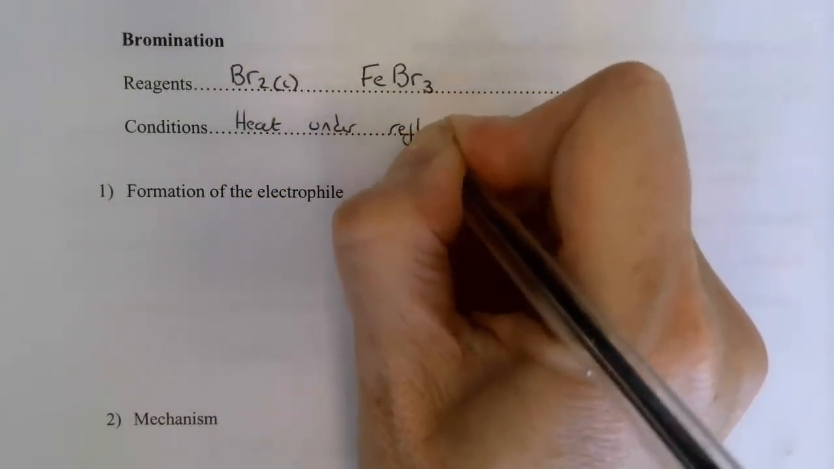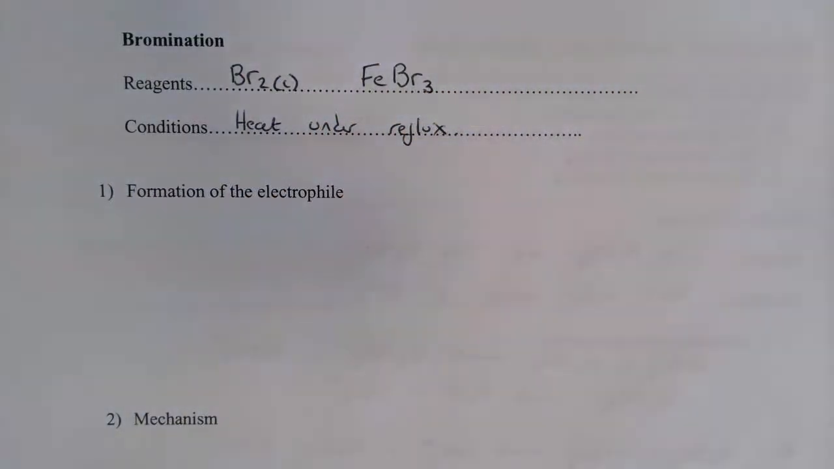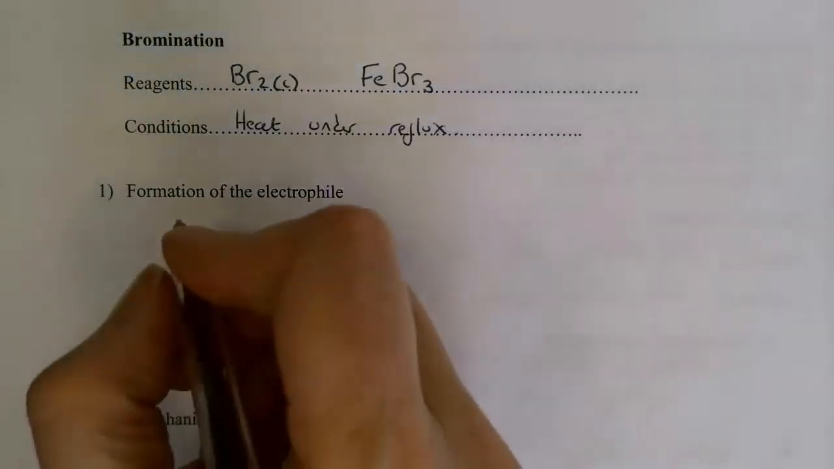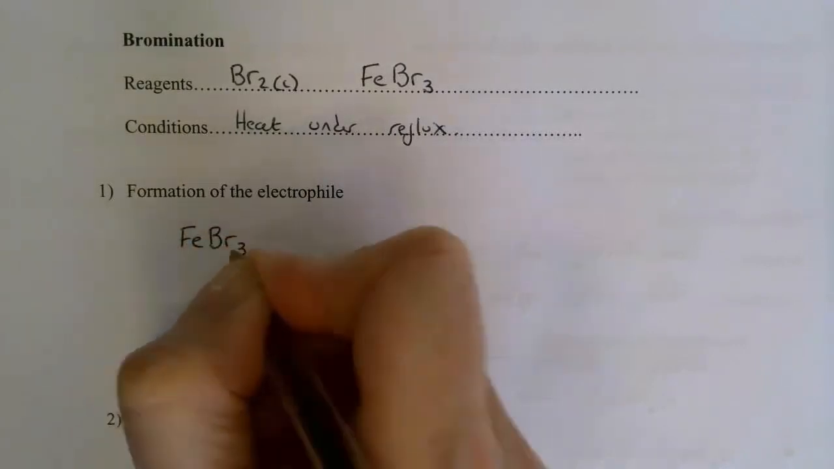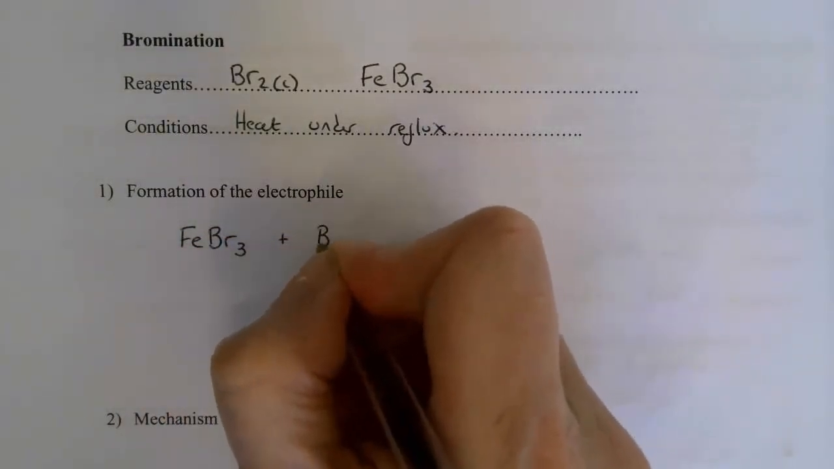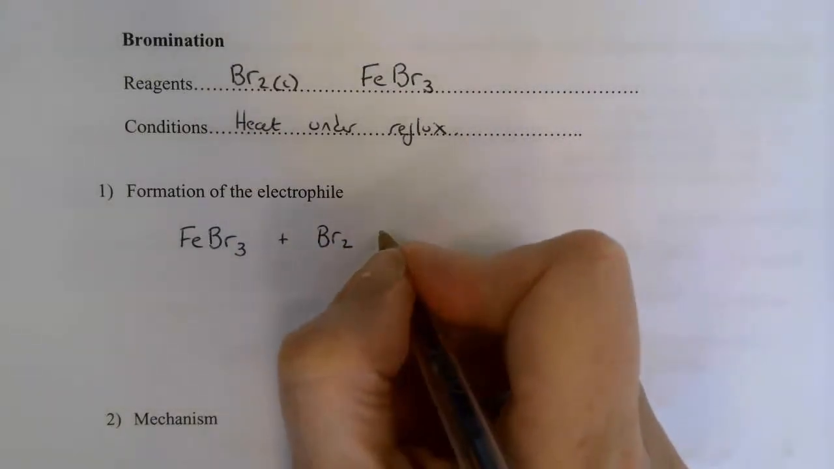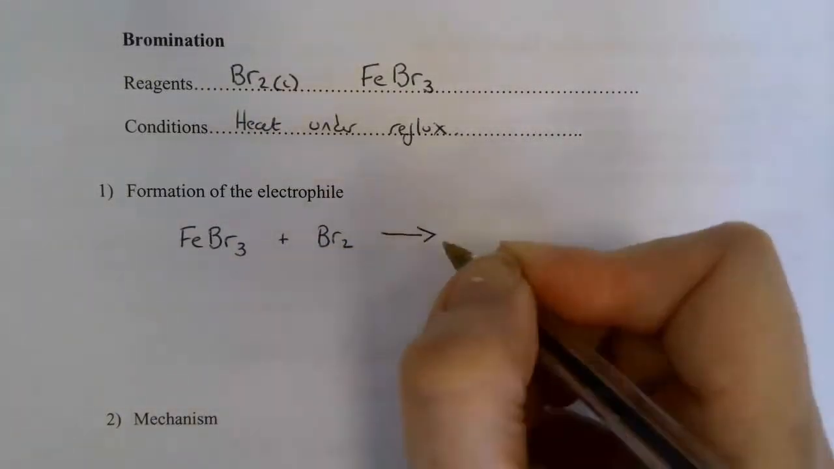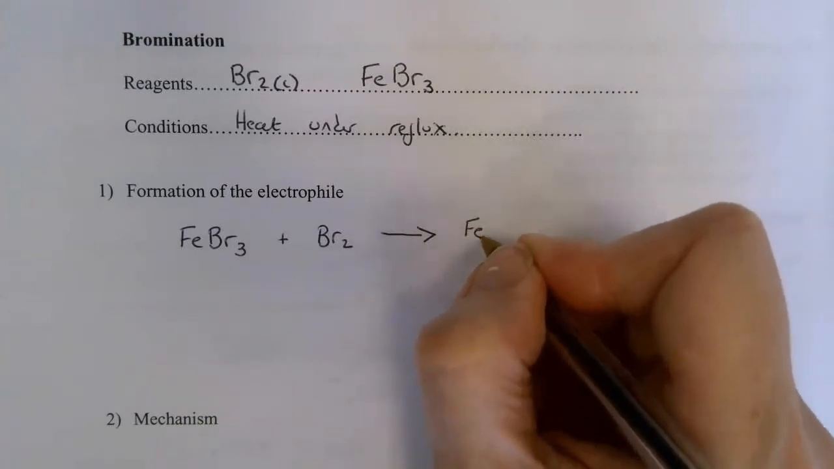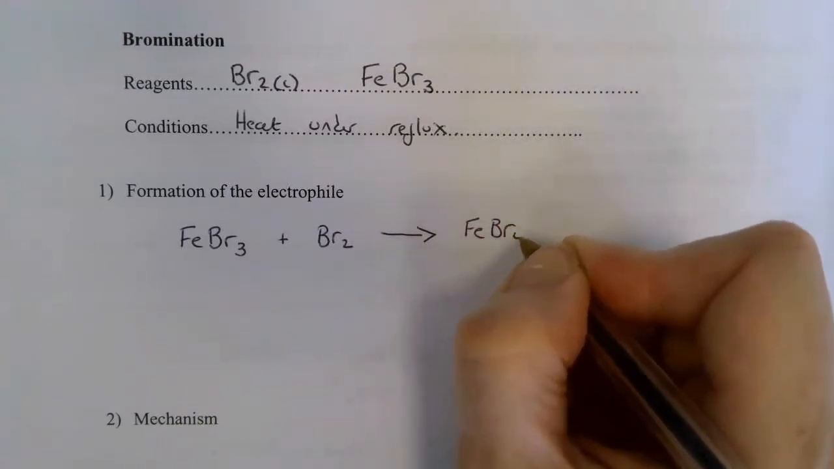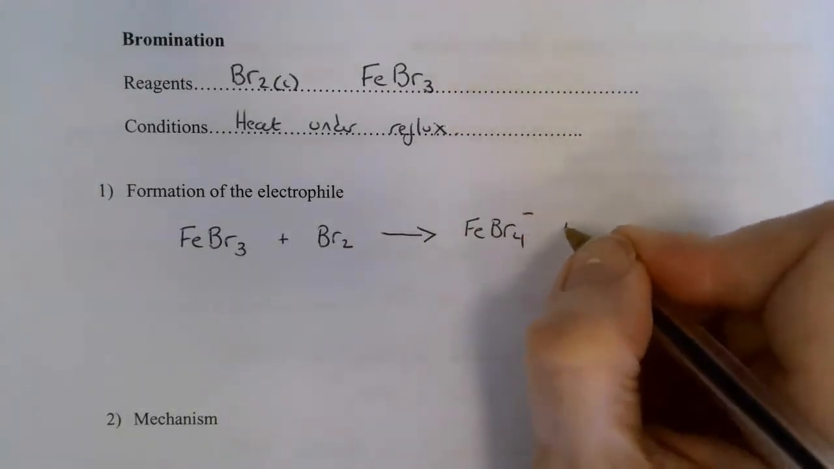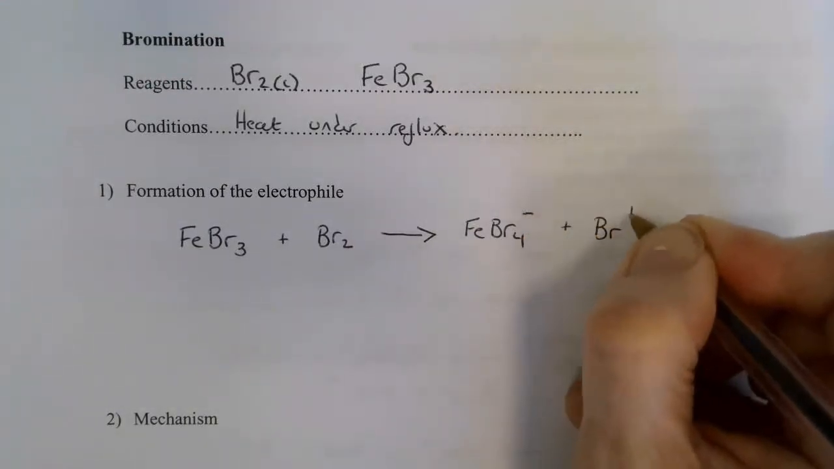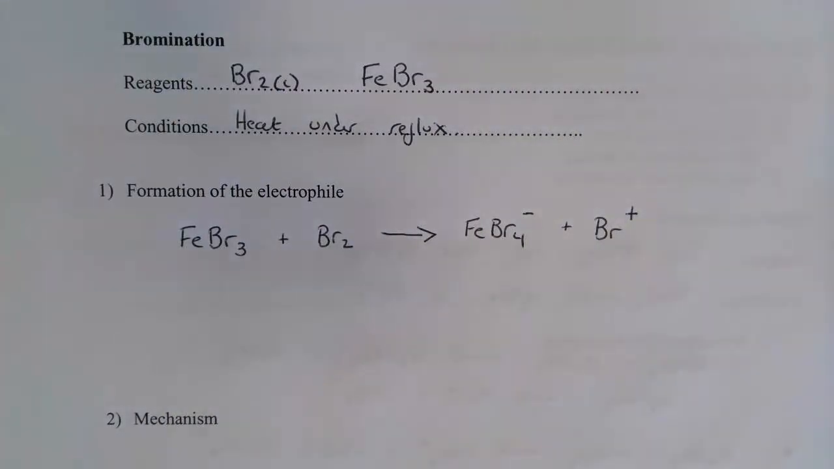Okay, so again, we've got the same 3 steps. First of all, we need to form our electrophile. So I'm going to take my iron 3 bromide, FeBr3. I'm going to add my bromine to that. Now my FeBr3 is what's called a halogen carrier, so it's good at actually picking up another bromine, so it becomes FeBr4 negative and leaves behind my electrophile, my Br positive.